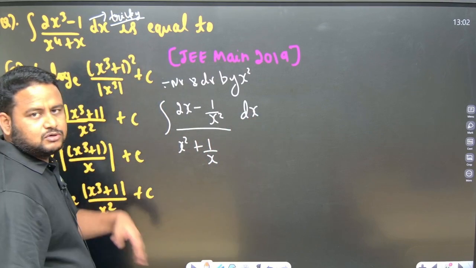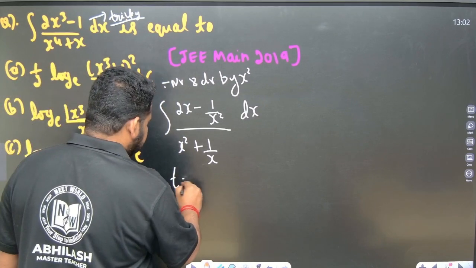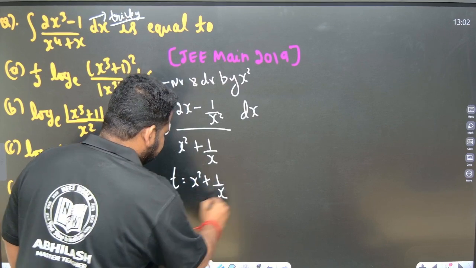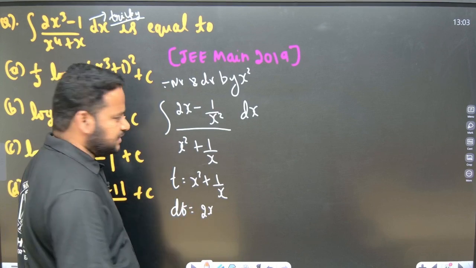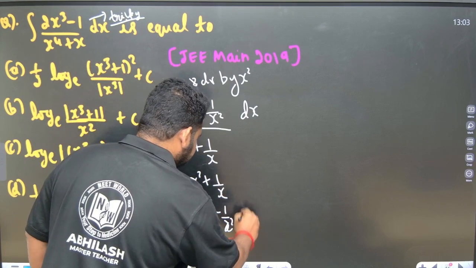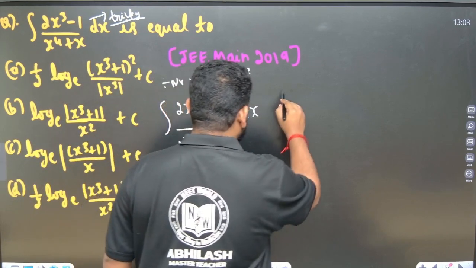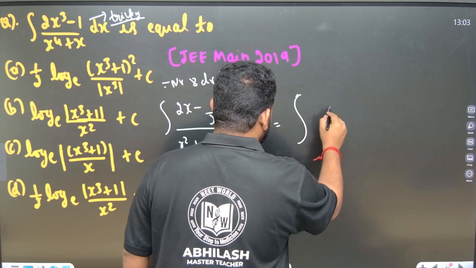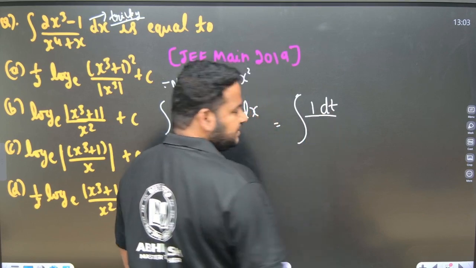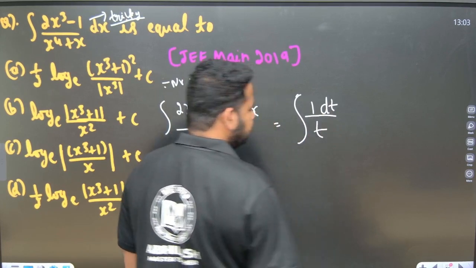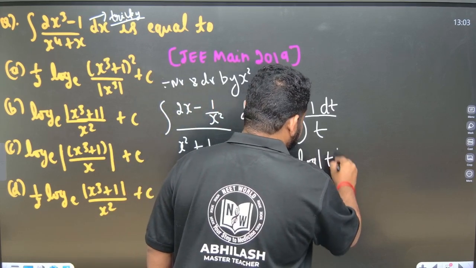Now, usually I take t equal to the denominator. Let us see, if I take t equal to x square plus 1 by x, what do I get, friends? dt will be equal to 2x plus the derivative of 1 by x, which is minus 1 by x square, dx. This is nothing but whatever is in the numerator. So, whatever is in the numerator will become dt, and this gives us the integral of dt by t, since whatever is in the denominator I took as t. So, this will be equal to log of mod t plus c.